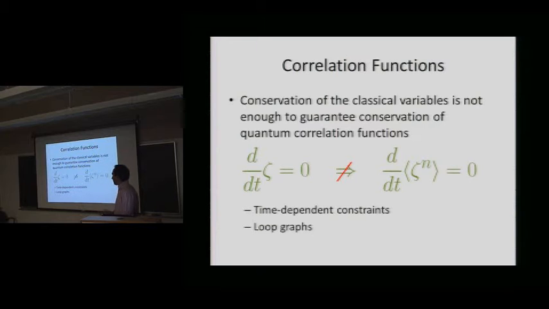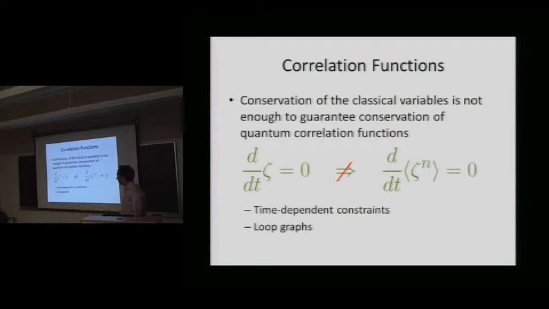However, this is not enough to conclude that the correlation functions are conserved. So we have, at this point, said that the classical variables will be conserved in the adiabatic solution, that the universe actually takes that form of the solution in particular in some physical situations, but that's not enough to guarantee the conservation of the quantum correlation functions.